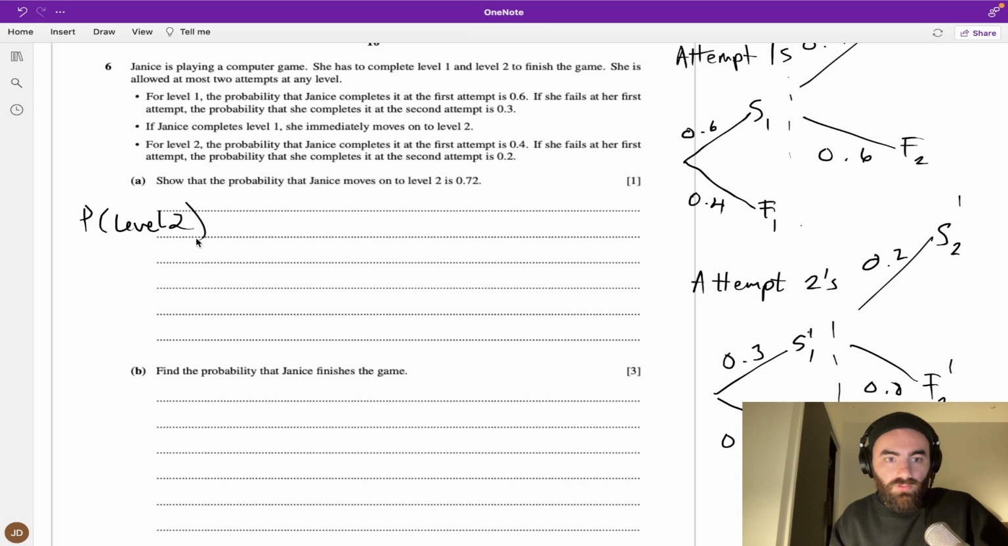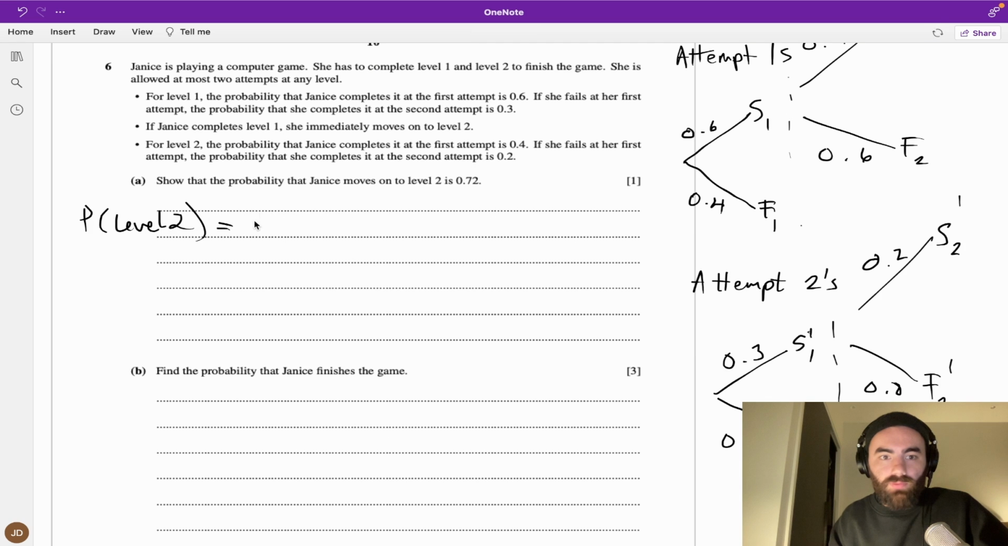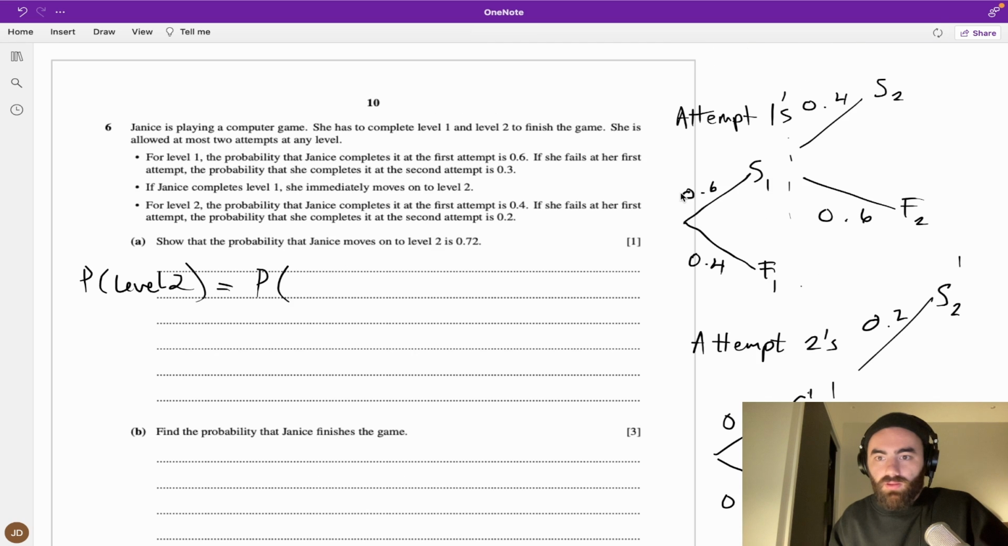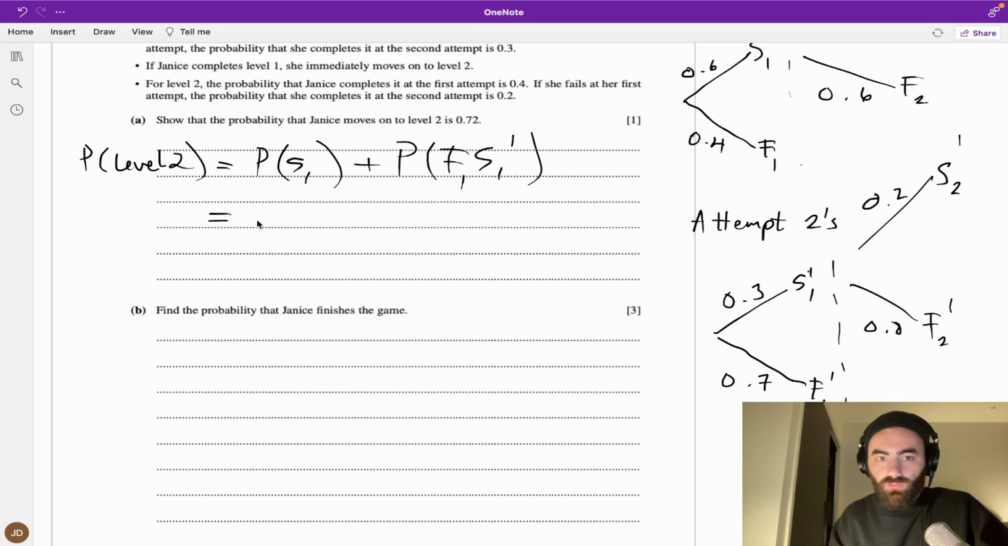Level 2. This is equal to the probability. So what ways can she get to level 2? Well, she succeeds straight up. She just succeeds, right? And then she's at level 2. Or she fails, and then on her second attempt, she succeeds. Those are the 2 ways she can get to level 2.